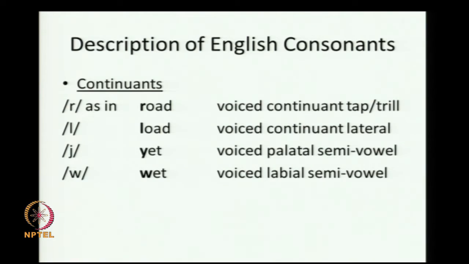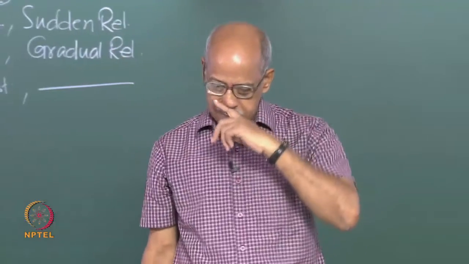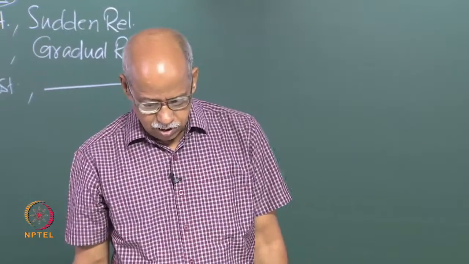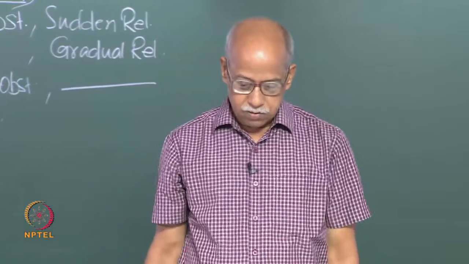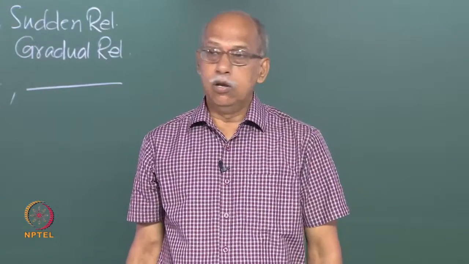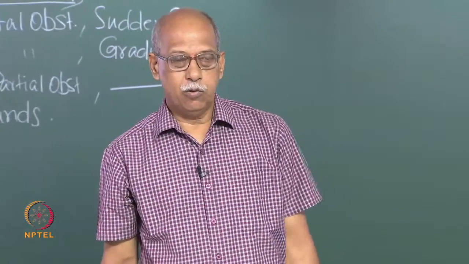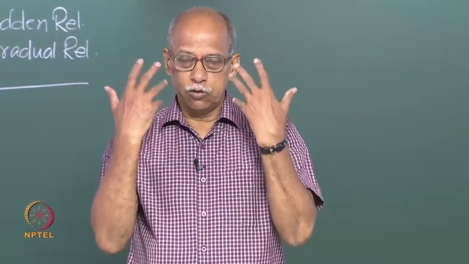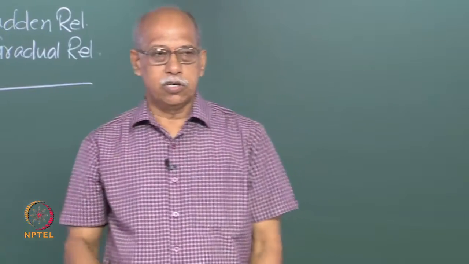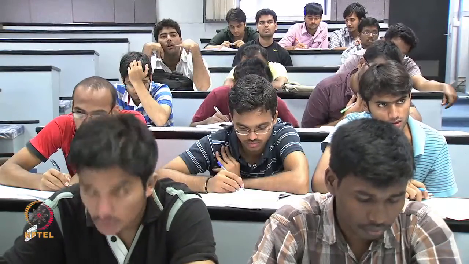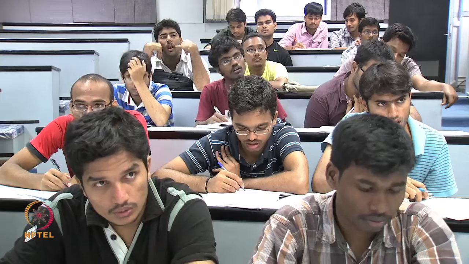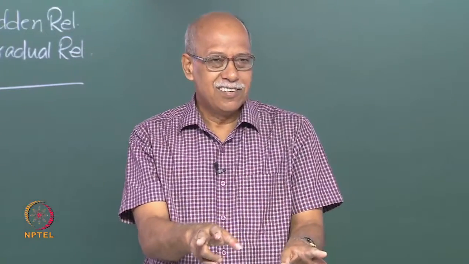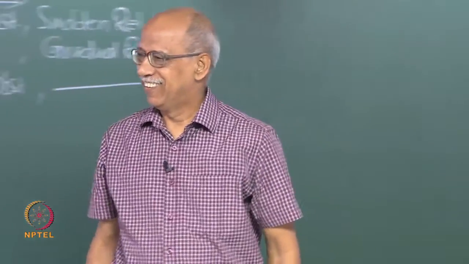You see, the manner feature should have come last. I made a mistake by putting it in the middle. You can bring it to the last. So, r as in road. But look at l. What is the next sound? L. Feel your tongue. You just see how it happens. Do it alternately. Say r and say l. Do you feel the tongue makes a different kind of movement? What is the difference?